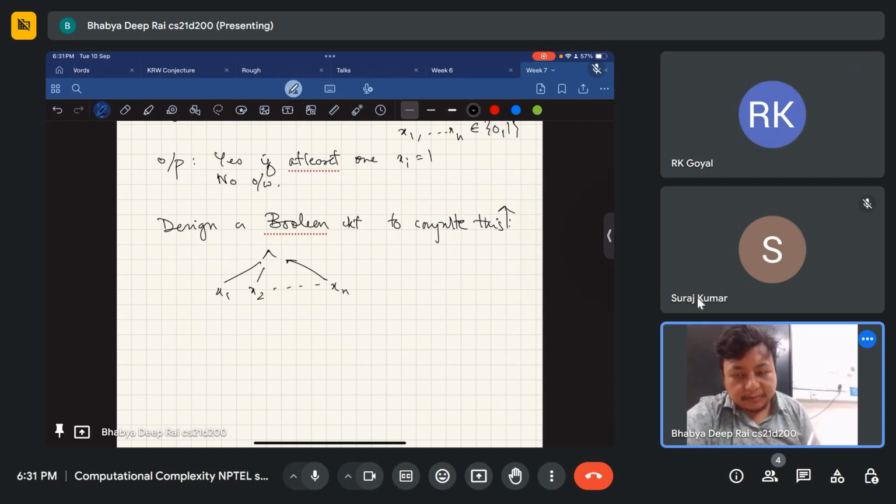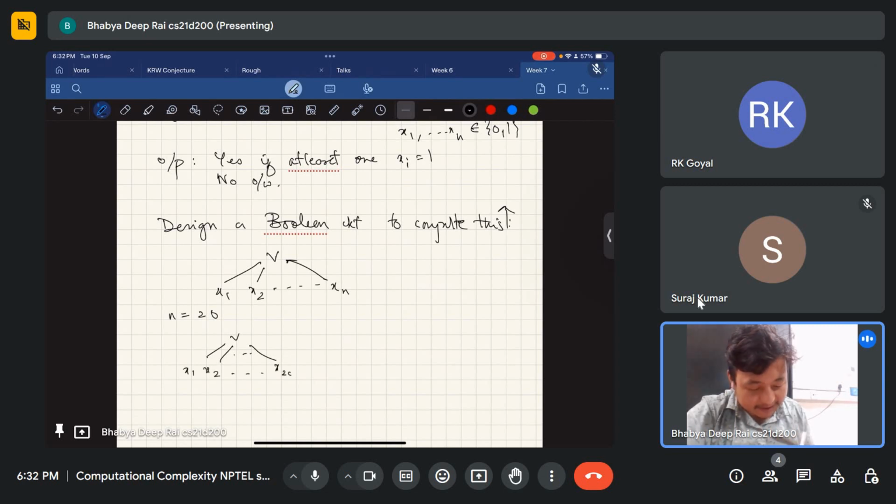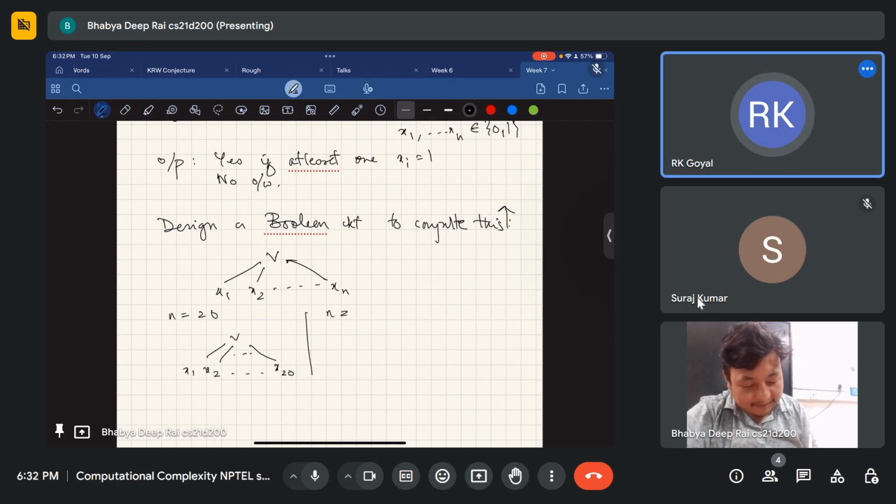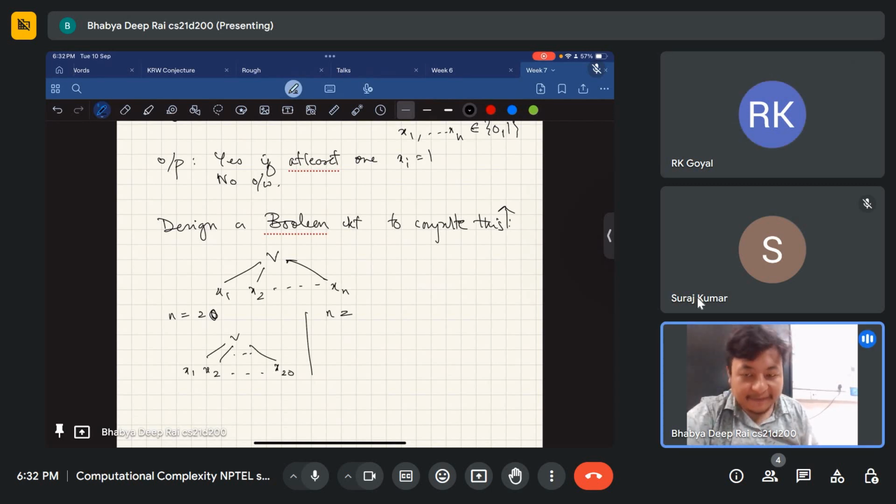So your Boolean circuit will look like this: x1, x2 till xn, going into an OR gate. Now let's say n is equal to 20. What will your circuit look like? x1, x2, and so on till x20. The fan-in is 20 here. If fan-in is one of the parameters, then the value of the fan-in is 20.